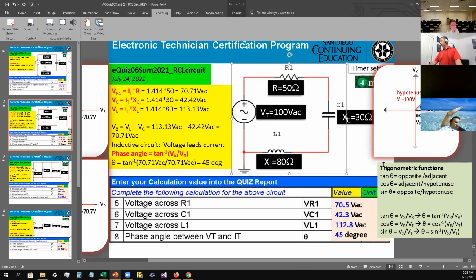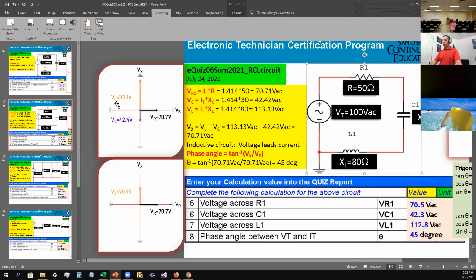So this is what you have: VL is going up, 113.1 volts, and VC is going down, 42.4 volts, and VR is going here, 70.7 volts, and then we combine these.